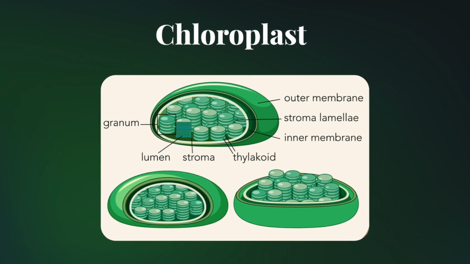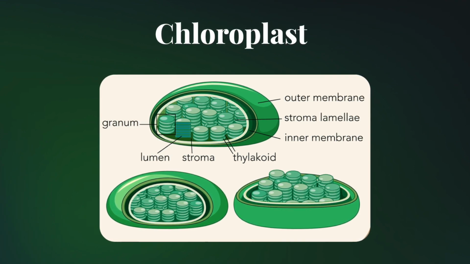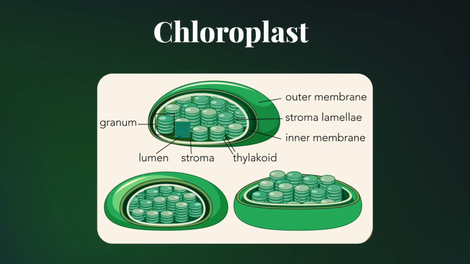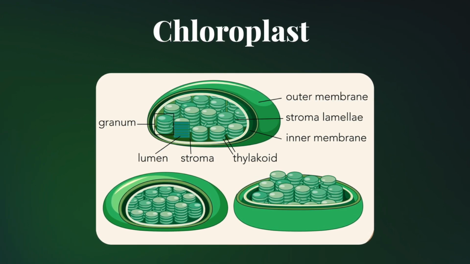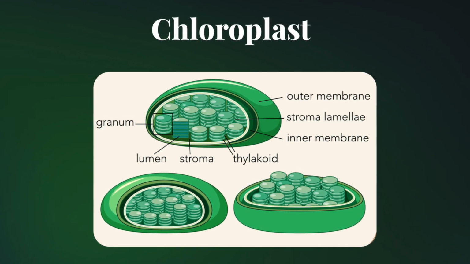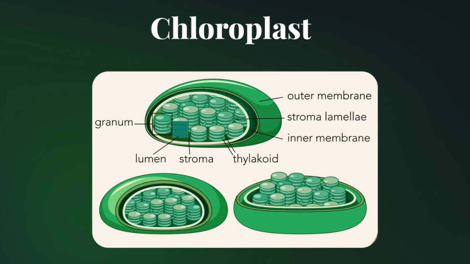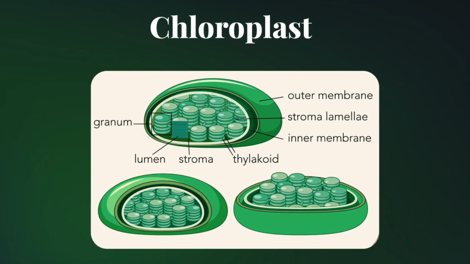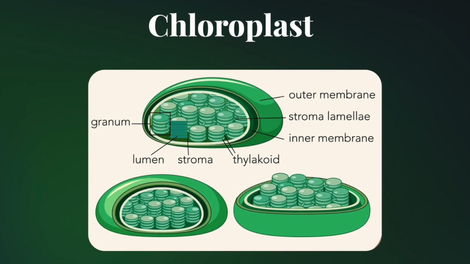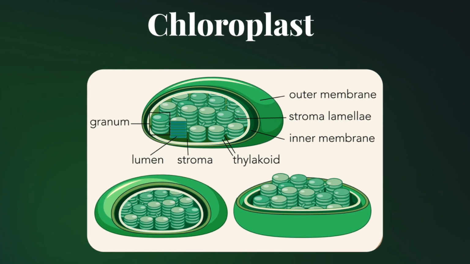Now, what is this matrix called? This proteinaceous matrix is known by the word stroma. What is it called? Stroma. And what takes place in the stroma? The dark reaction, where the synthesis of carbohydrates takes place. So these two reactions, the light reaction and the dark reaction, are the two very important events of photosynthesis.